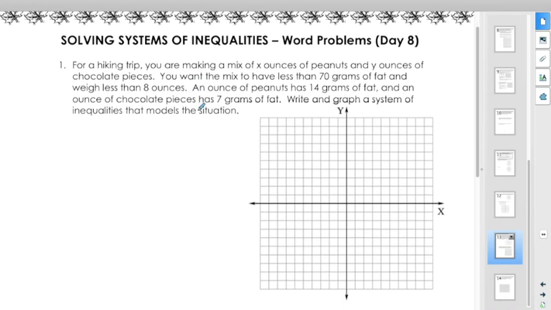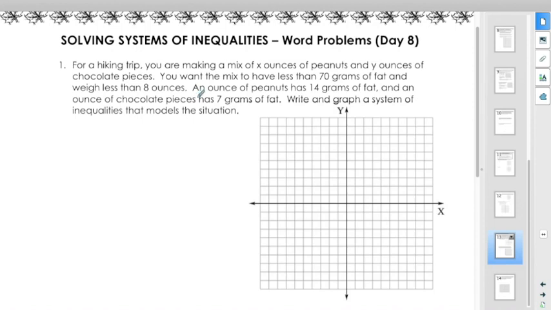So let's take a look at number 1. For a hiking trip, you are making a mix of X ounces of peanuts and Y ounces of chocolate pieces. You want the mix to have less than 70 grams of fat and weigh less than 8 ounces. That tells me those are two different things, because it went from less than 70 grams of fat and then weighing less than 8 ounces. So those aren't going to be in the same equation. These two numbers are going to be in separate equations just from the units.